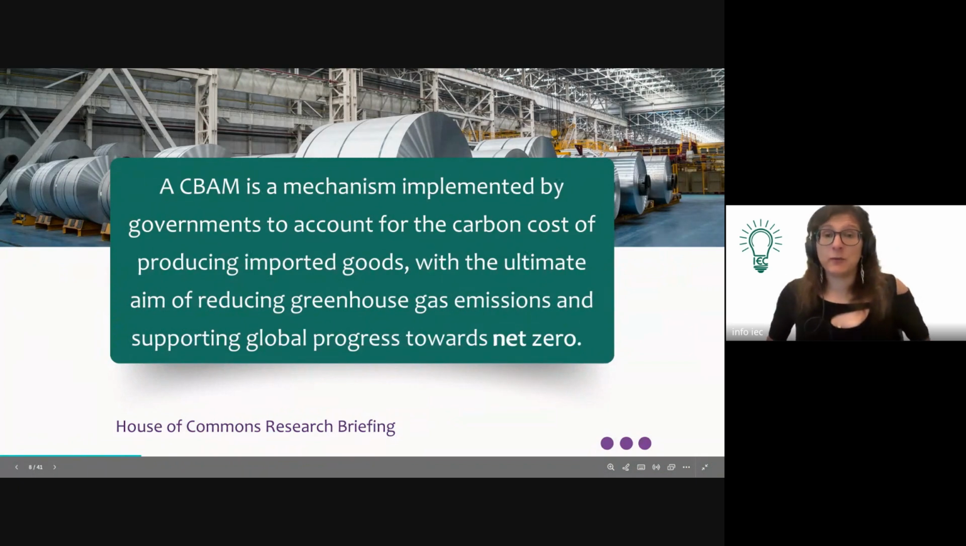And so, as most of you will be aware, jurisdictions like the EU and the UK have put in internal carbon taxes, either through the form of cap and trade schemes like the emission trading scheme, or countries like Singapore and states like California have put in carbon taxes. And so they're a cost that is layered on goods that are produced domestically. And the purpose of a carbon border adjustment mechanism is to level the playing field between domestic products that are subject to these taxes and imports which are not.